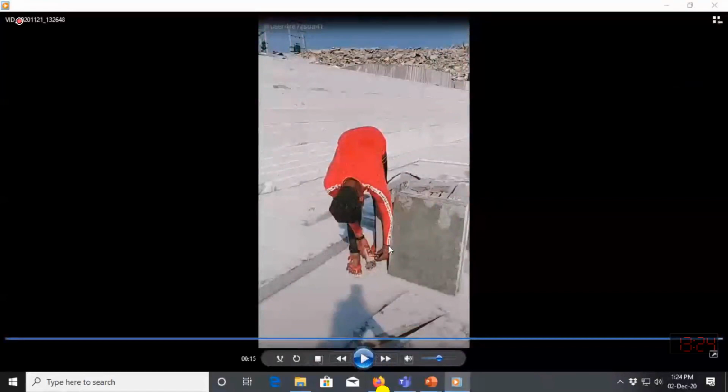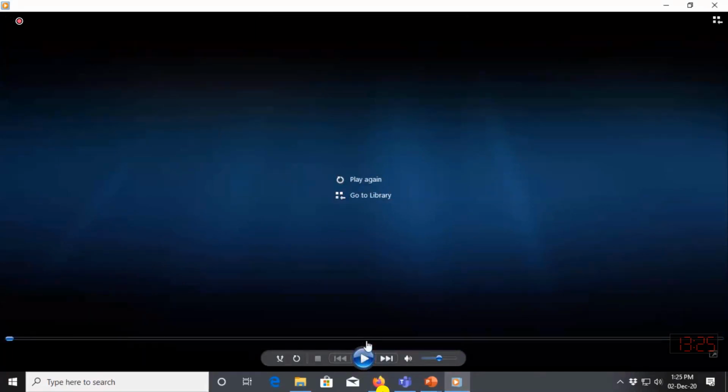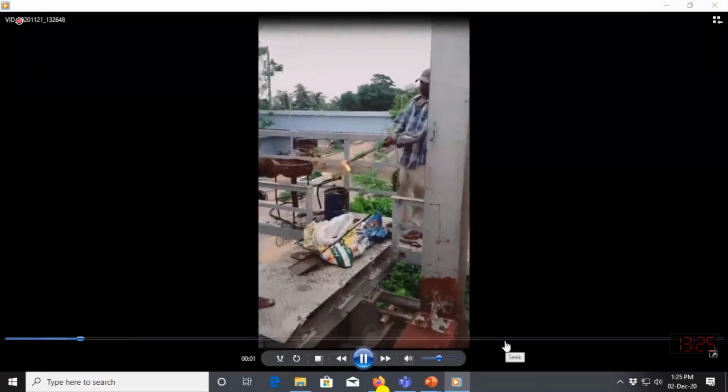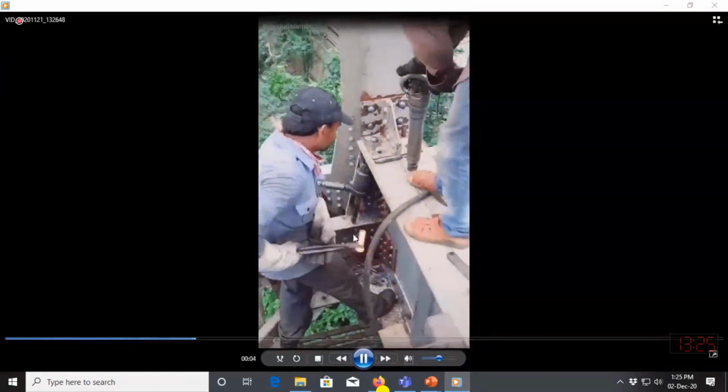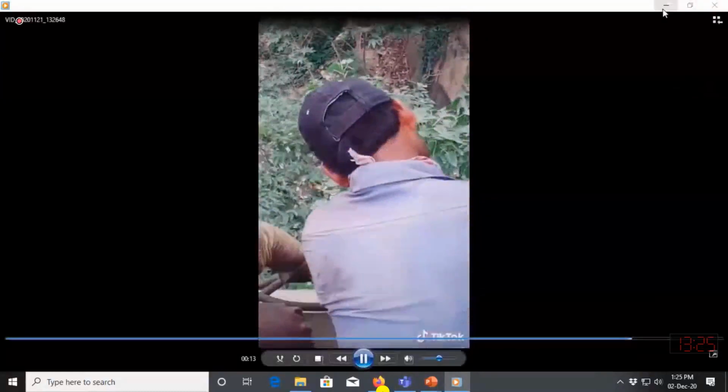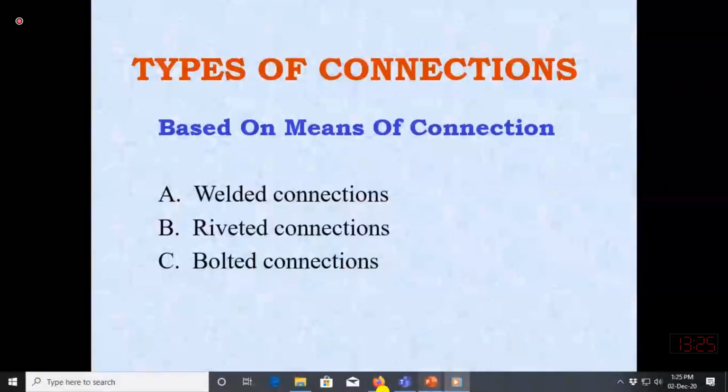So at least three persons are required to install a rivet. One person is taking care of heating up the rivets in the furnace, one person is transporting or maybe holding the rivet, and a third person is installing the rivet. And the overall process is, maybe you can say, noisy. So he handed over to this. So this was the installation of rivet.